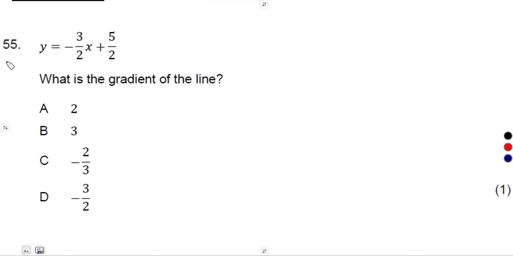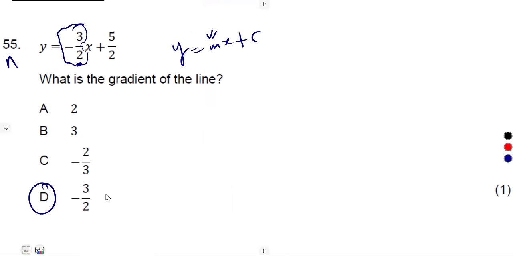What is the gradient on 55? Y is equal to mx plus c. M is the gradient, the coefficient of x. So minus 3 over 2, which is on D. That is the best answer from what we are given.